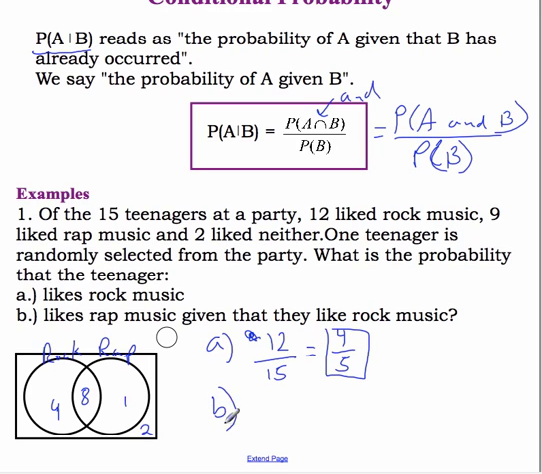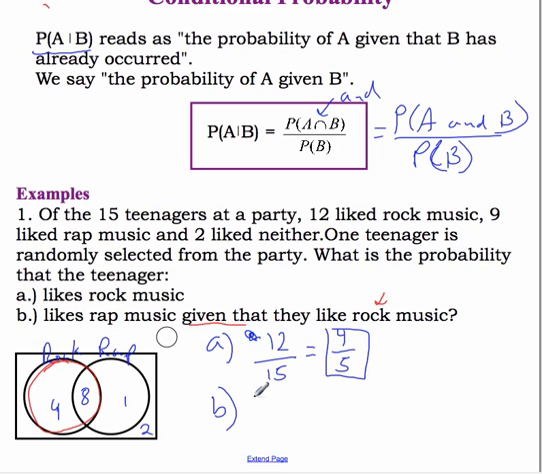And B, likes rap given that they like rock music. So I think you can even do this without the formula. So what does this mean here? Given that they like rock music. So we know that this random person likes rock music. Here are all the people that like rock music, these 12 people. So what's the probability that this random person also likes rap music?